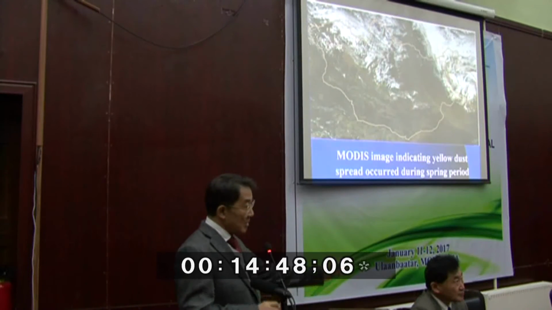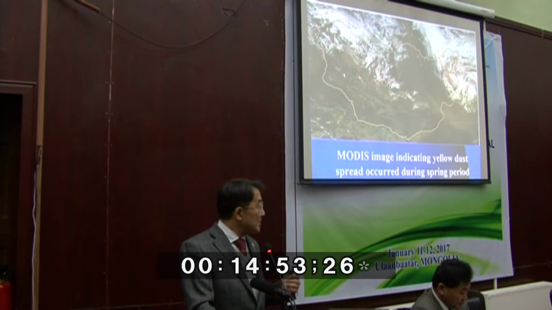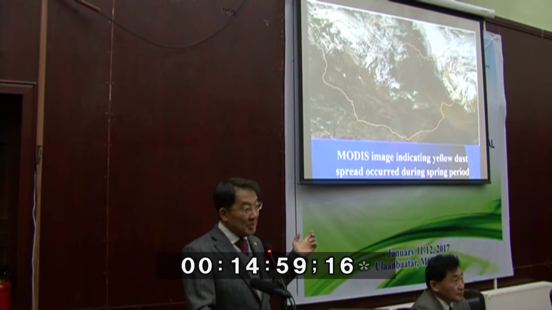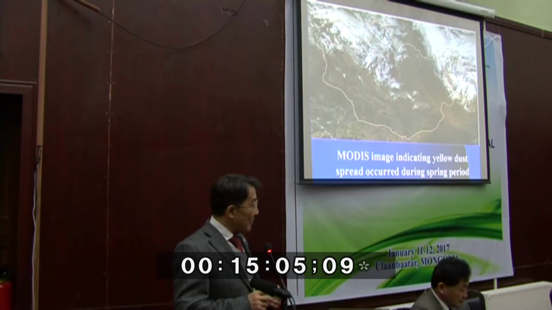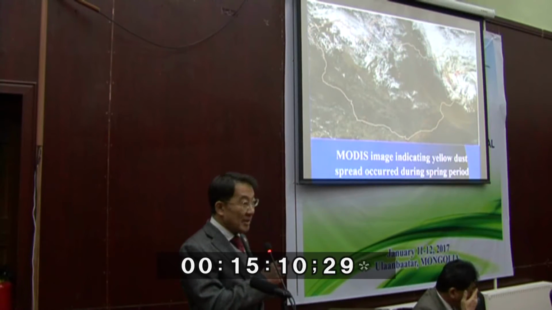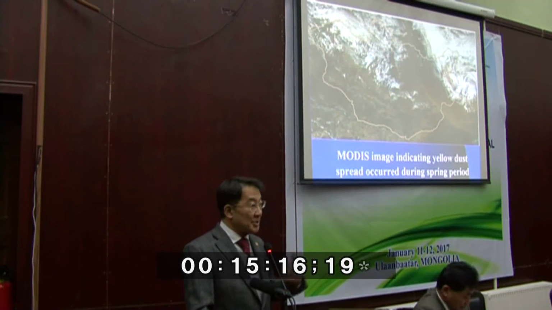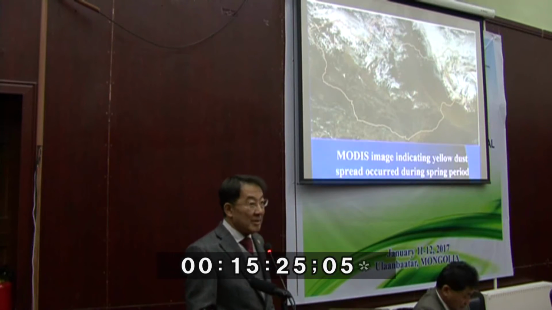Also, at present, one of the global problems occurring on the Earth's surface, which mainly originates from Mongolia, is yellow dust distribution. Short wavelength bands of MODIS can also be efficiently used for yellow dust distribution throughout the Mongolian and East Asian region. You can see, for instance, a MODIS image indicating yellow dust spread occurring in the spring period in Mongolia.